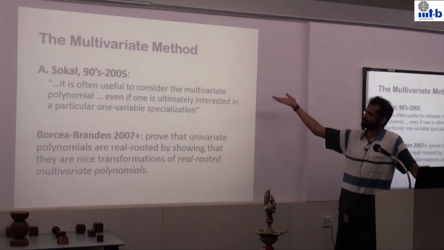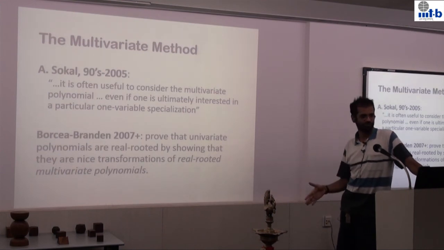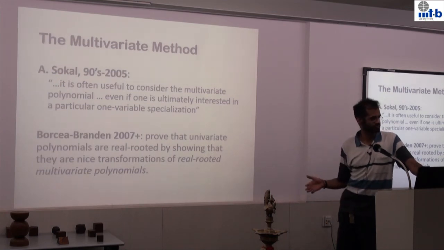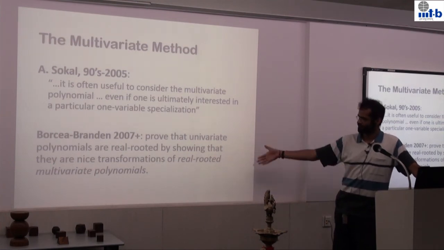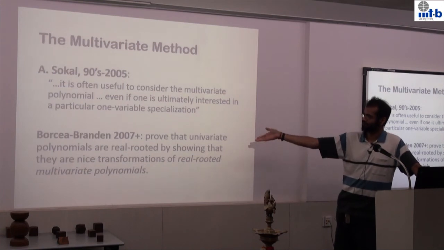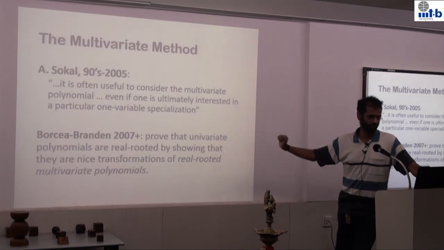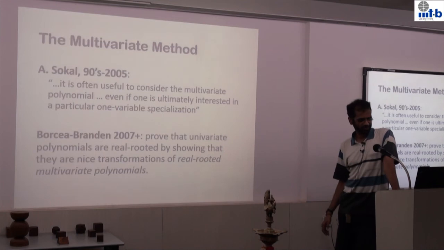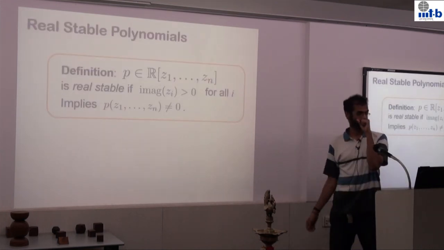And so what Alan Sokal, for example, suggested is that you should view your univariate polynomial as a restriction of some multivariate polynomial, and prove that the multivariate polynomial has real roots, whatever that means, which I'll tell you in a moment. This has been used a lot recently by Borcea and Brändén, and this is a general philosophy of how to prove real-rootedness results. So what's a multivariate real-rooted polynomial? It's called a real stable polynomial.